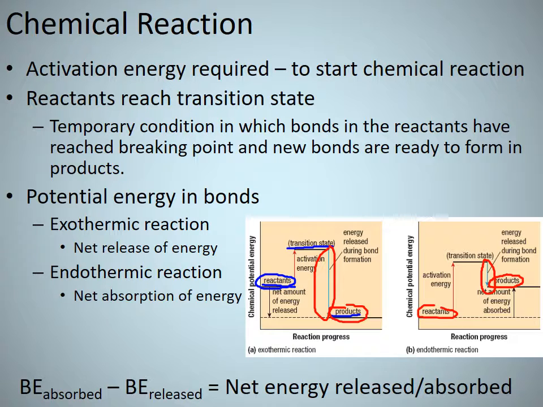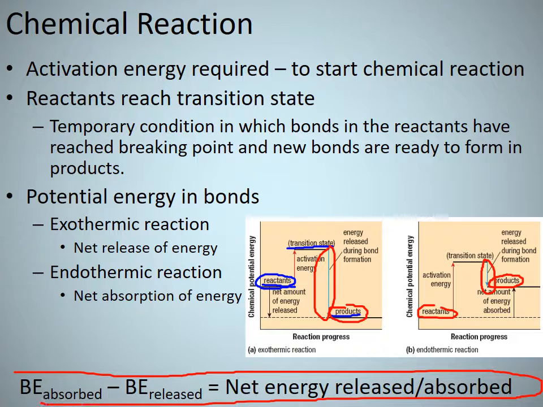But we can calculate in any chemical reaction the amount of energy that's released or absorbed with this reaction here. Bond energy absorbed minus bond energy released will give you your net energy, whether it was released or absorbed. And we can use that to understand if a chemical reaction was exothermic or endothermic.